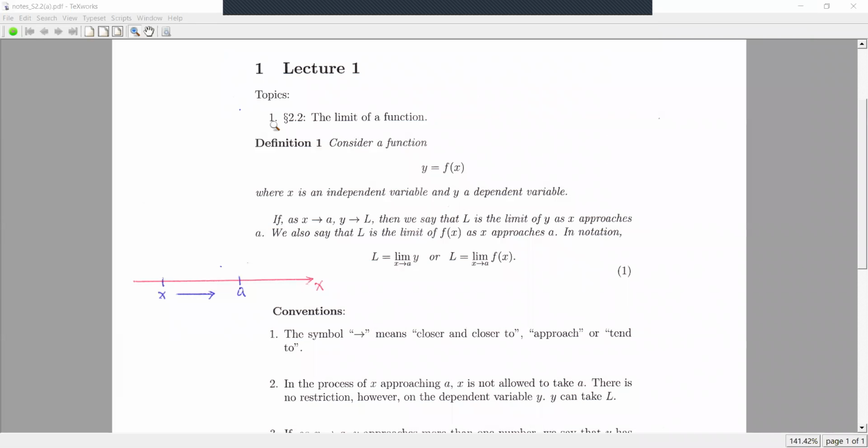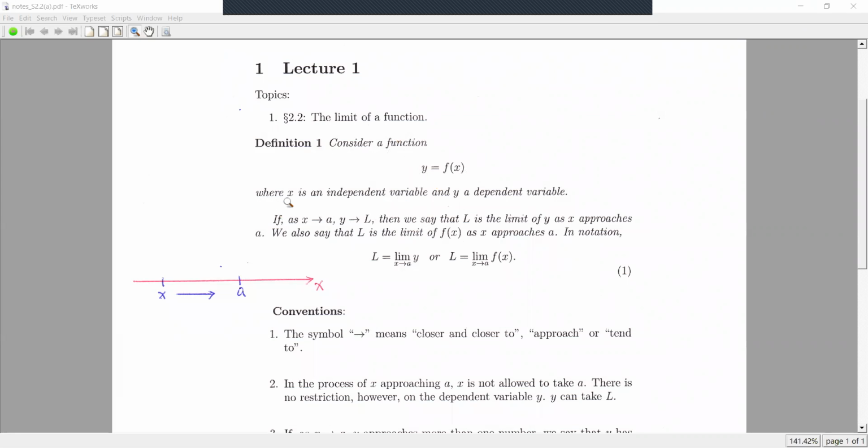Today, we study section 2.2. The topic is the limit of a function. Suppose we have a function y is equal to f of x. This function has 2 variables, x and y.